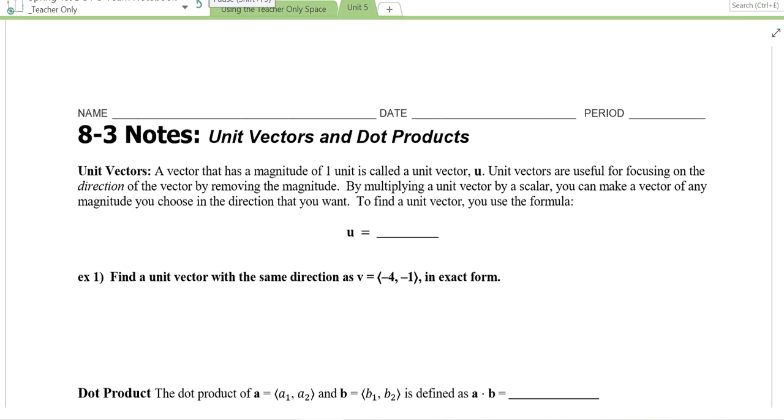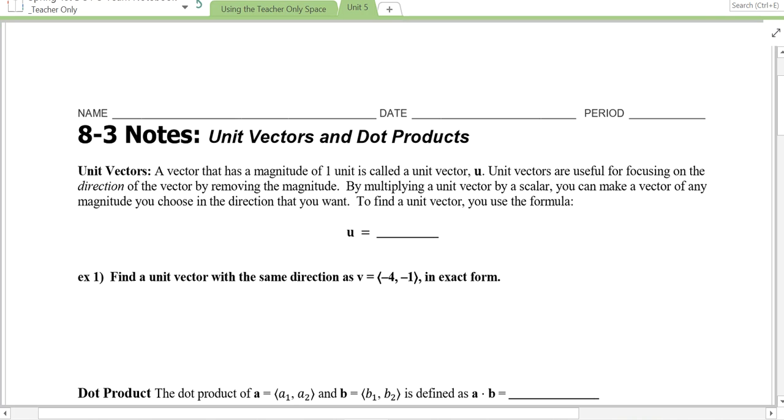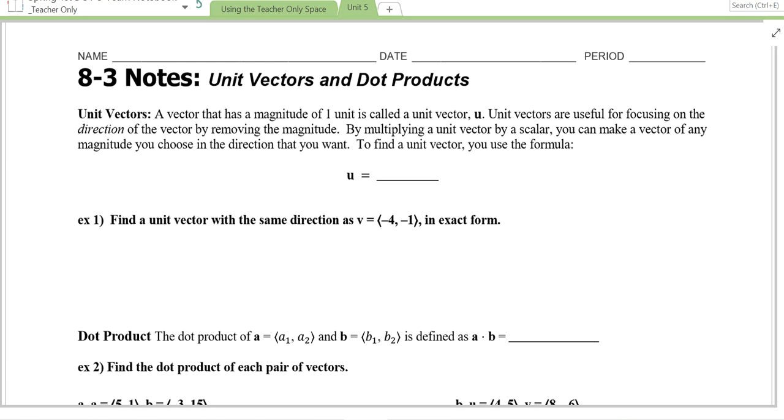Okay, so today we are covering unit vectors and dot products. This is Monday. Anyway, this is the notes for Monday. I'm recording them in advance just in case tomorrow is a disaster.